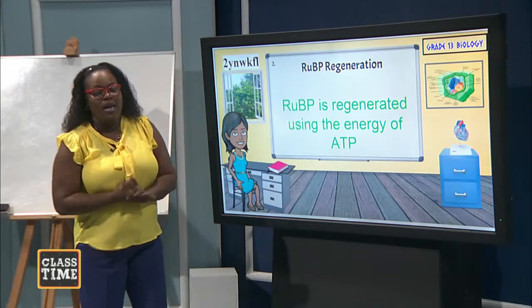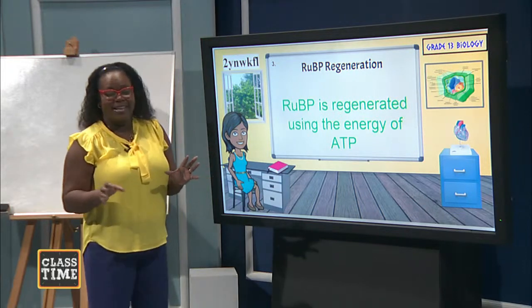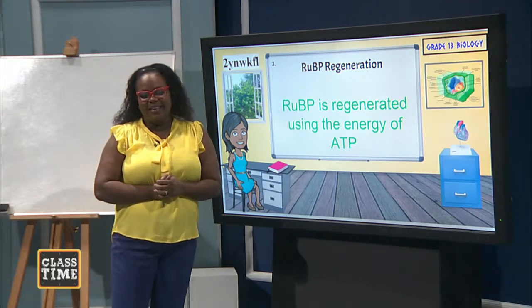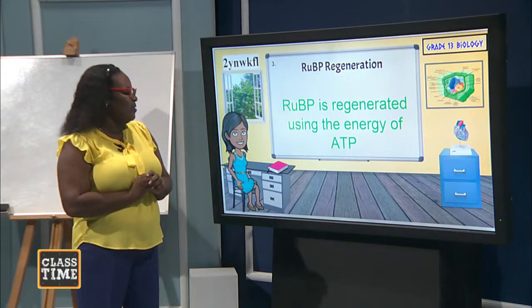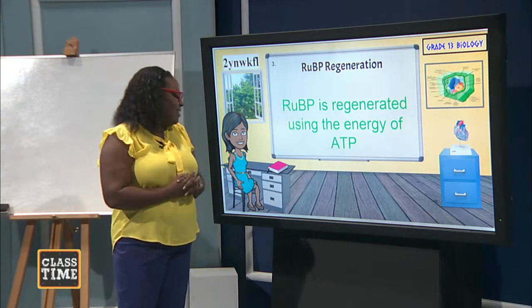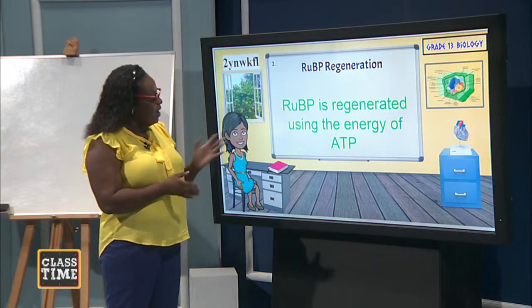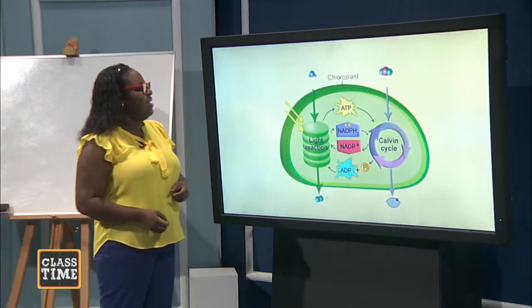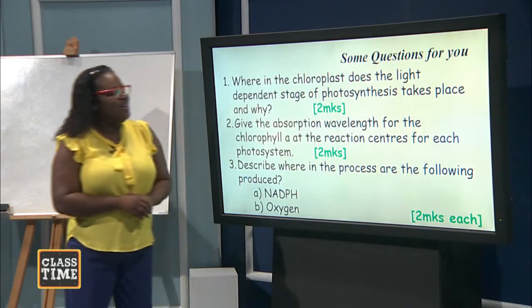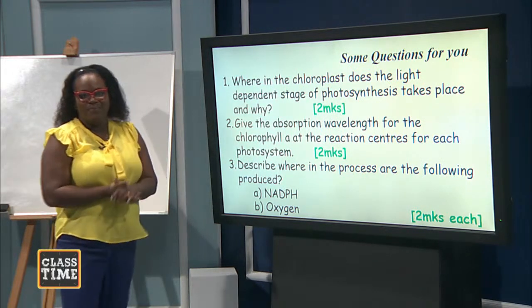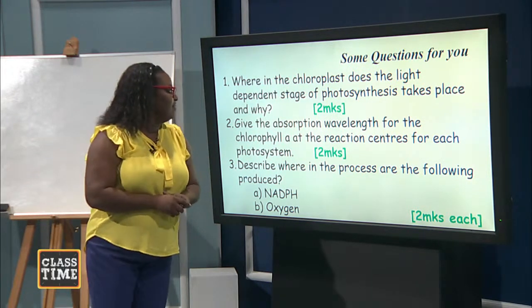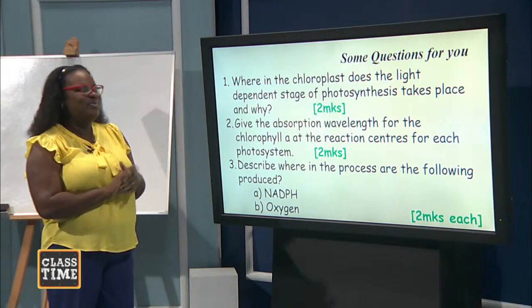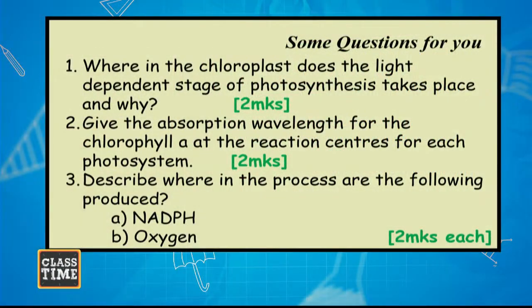Okay, so now we have done all of this. It's time for some questions. And no, I'm not the teacher to ask little simple questions, but we'll try and see what we can do. All right? So here are some questions for you. First question is, we're going to start simple. Where in the chloroplast does the light-dependent stage of photosynthesis take place, and why?